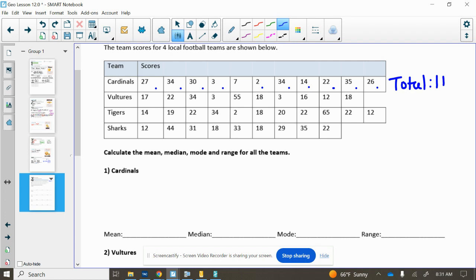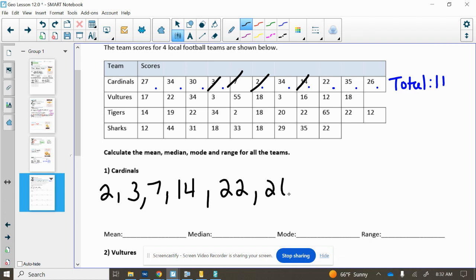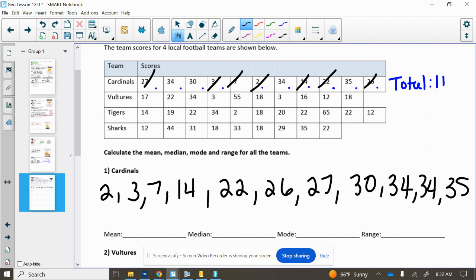And again, I always like to list these out so that they are in smallest to highest order. So we have 2, 3. The next one then is 7, and then 14, 22, 26, 27. And then we have 30, 34 twice, and 35. So 30, 34, 34, 35. So we have all 11 numbers listed out.